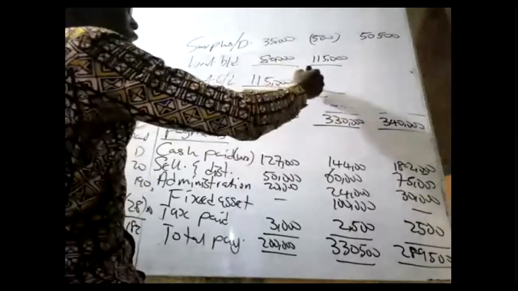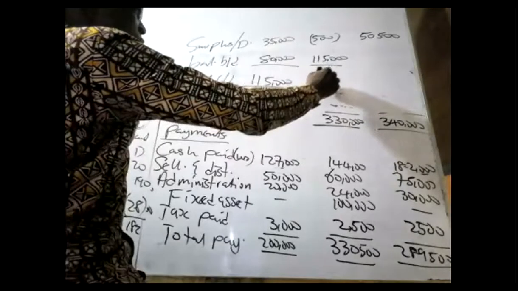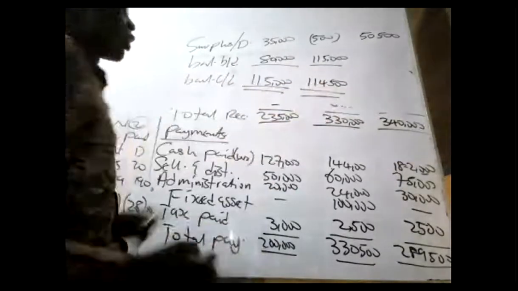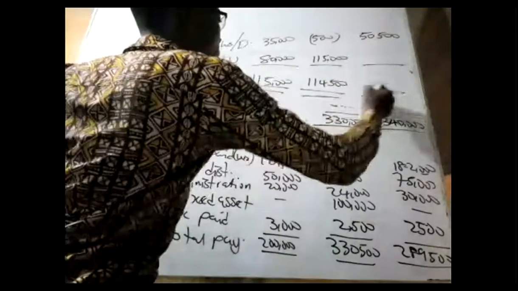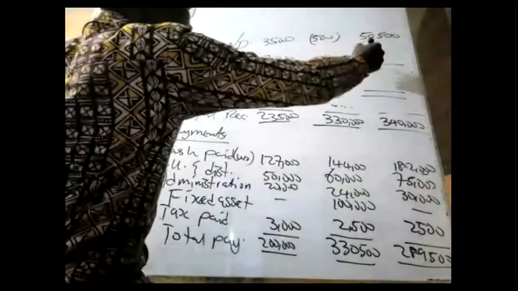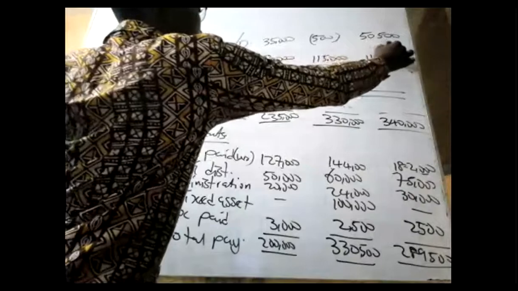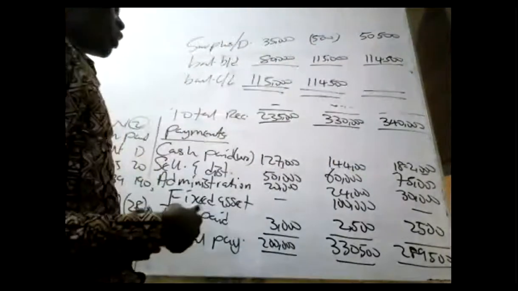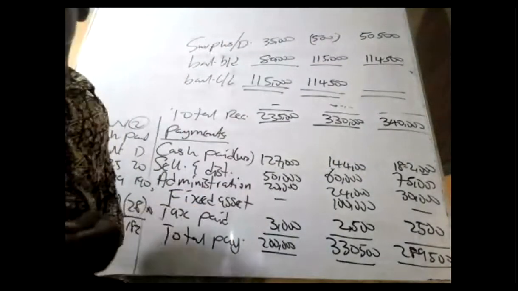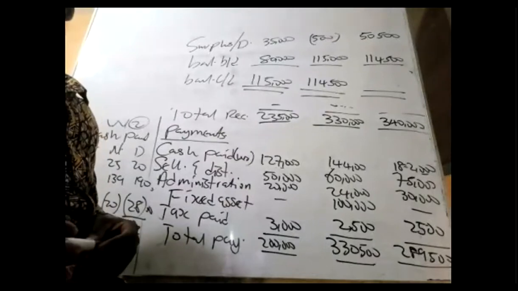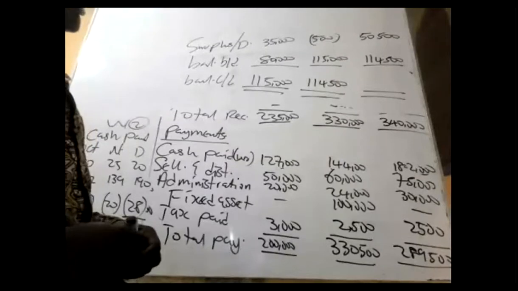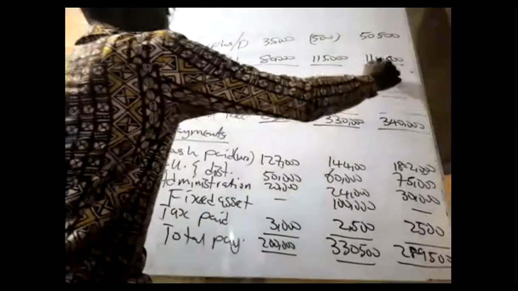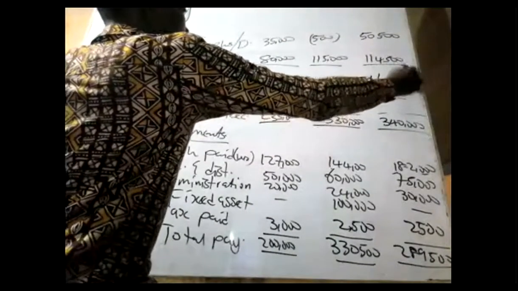Add it to this, I get 114,500 because this one is a deficit. Again, finally, I'll put it in here and I'll get 114,500. If I add these two together, I get a huge figure. So 165,000. Good. So this is the cash balances.